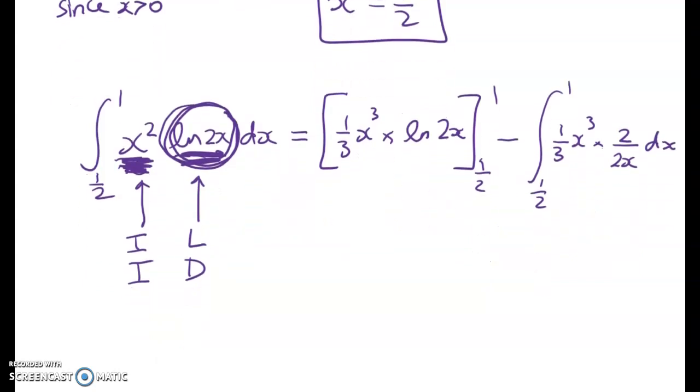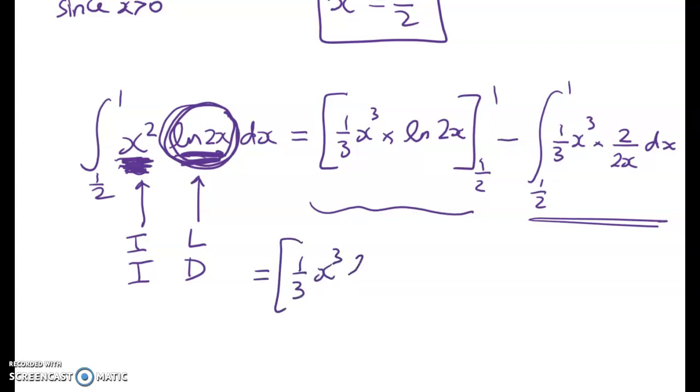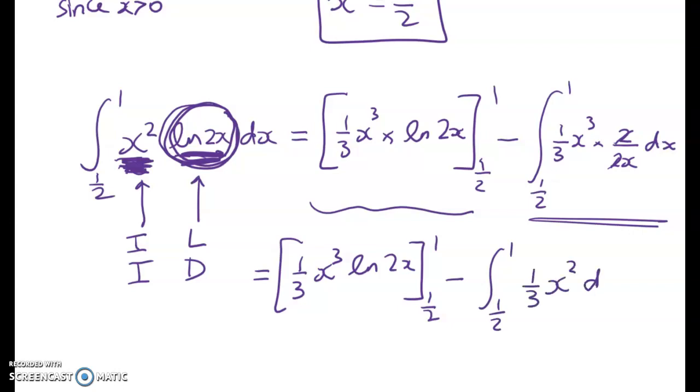Now you can do this in lots of different ways. So I know some of you will probably want to go ahead and figure that out and then come back to this. I'm going to do it all in one big calculation at the end. So we'll just let this sit here: 1/3 x cubed log of 2x. And now here, this is going to simplify to give me minus the integral of 1/3 times x squared dx.